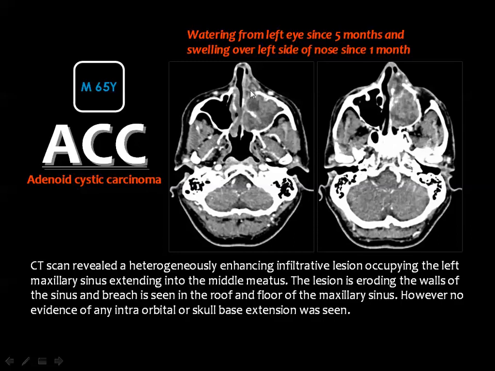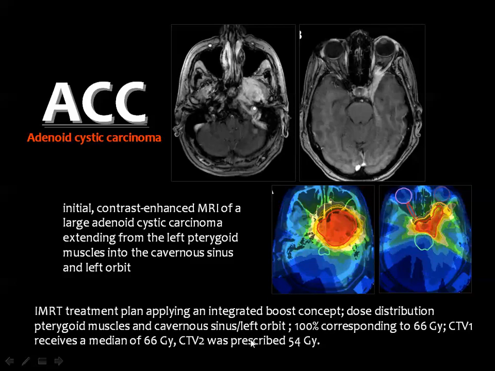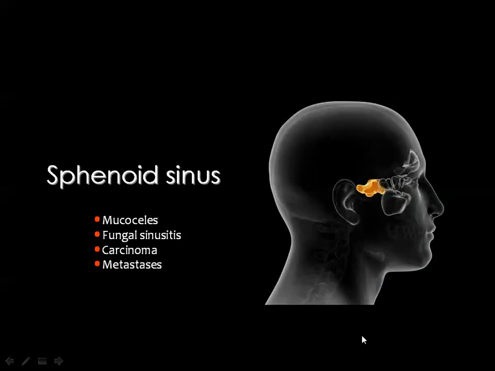Then this is a more or less aggressive lesion that has invaded the nasal cavity, and it was proved to be an adenoid cystic carcinoma. Another example of adenoid cystic carcinoma in the infratemporal fossa: you see a homogeneously enhanced mass, and this mass has grown along the left cavernous sinus and reached also the orbital cavity on the left side.